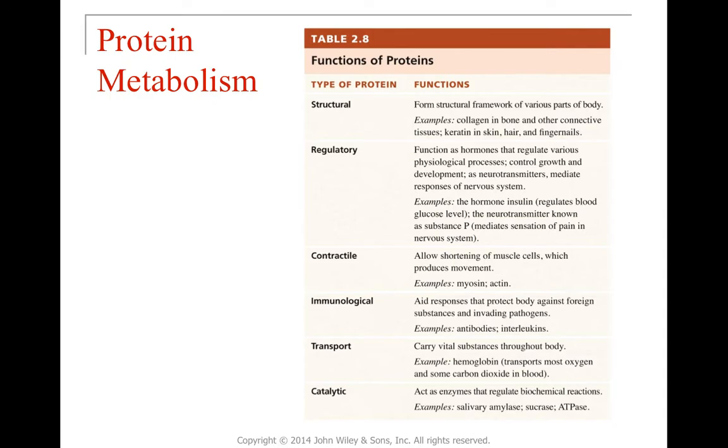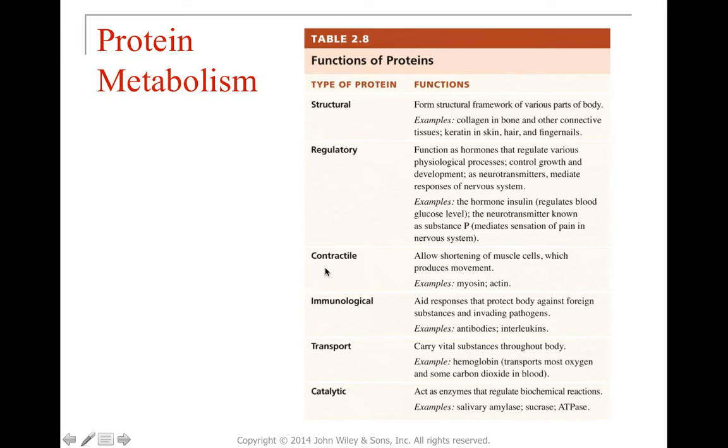Basically anything that's going to be structural and able to make a framework of different parts of your body. Also, regulatory proteins, which you hear as hormones or that are part of any of the different endocrine system responses, different physiological processes like growth and development, anything that's a neurotransmitter, or responses of the nervous system, including insulin, which we just talked about, responsible for regulating blood glucose level. So regulatory proteins are going to be very specific on the pathways that they control as well.